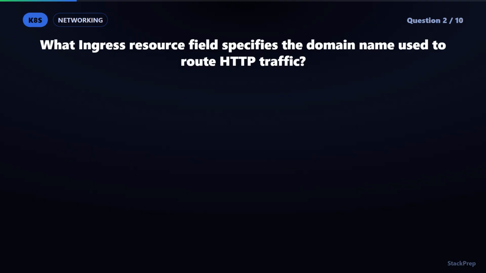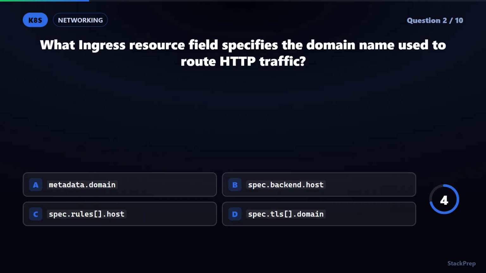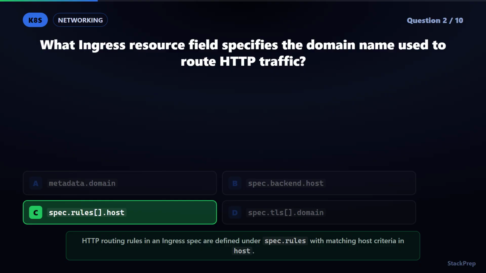What Ingress resource field specifies the domain name used to route HTTP traffic? The answer: spec.rules.host. HTTP routing rules in an Ingress spec are defined under spec.rules, with matching host criteria in host.